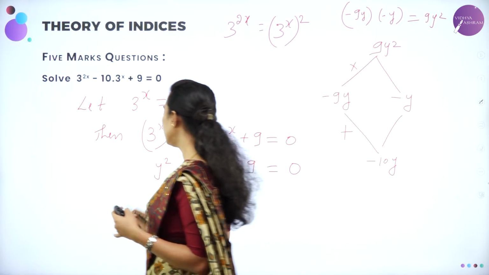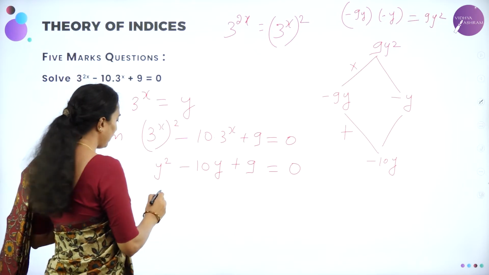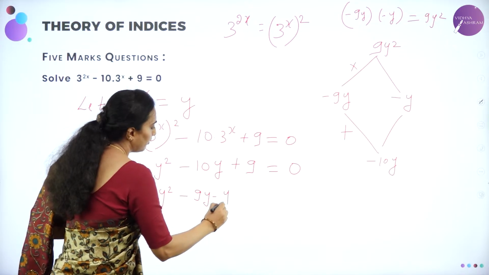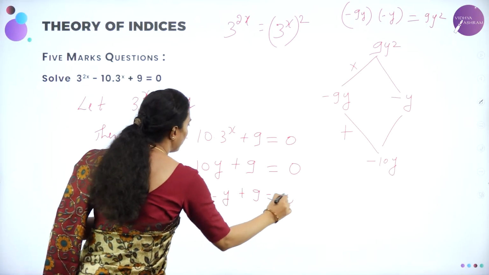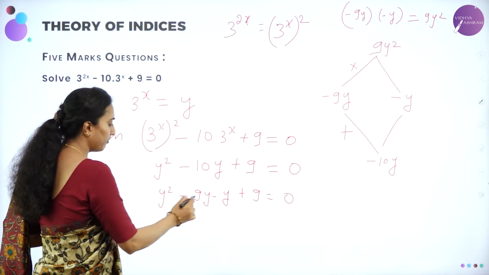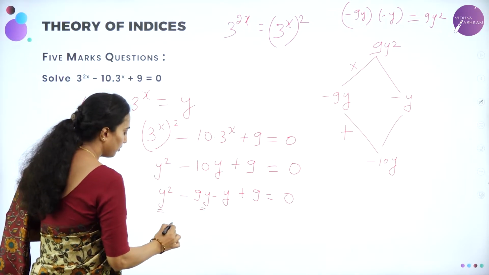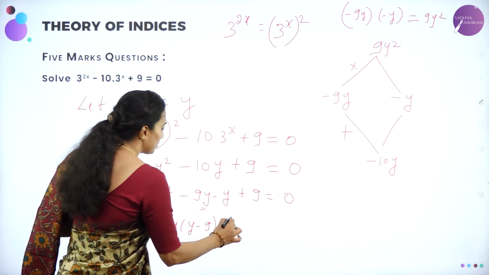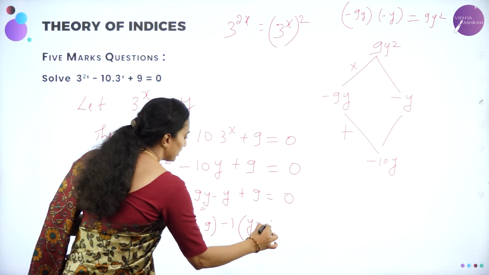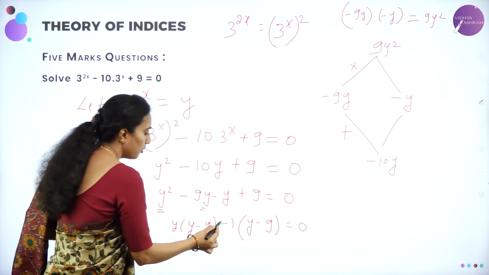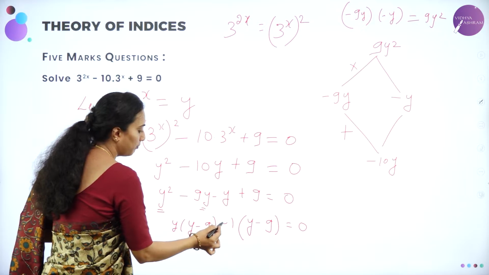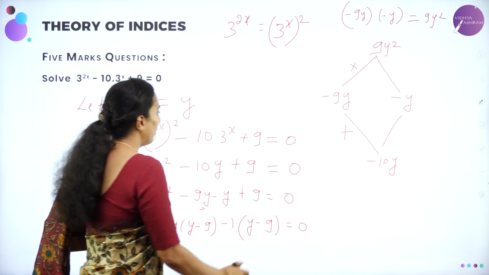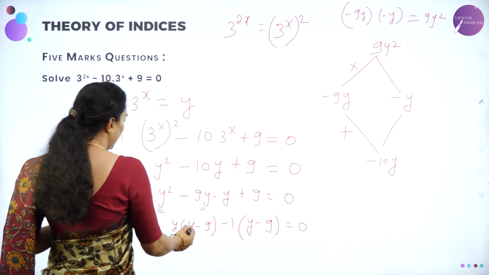Correct? So therefore I can have the roots y squared minus 9y minus y plus 9 will be equal to 0. So I can take common factor as what? y here. So y into y minus 9 minus 1 into y minus 9 equal to 0. Why? Minus 1 into y is minus y. Minus into minus is plus 9.